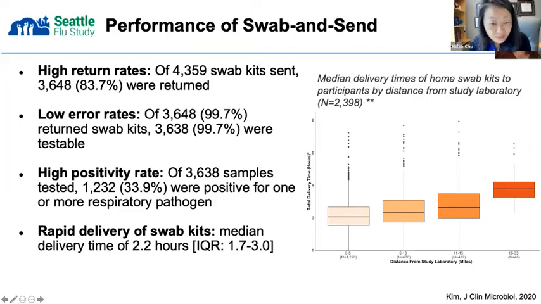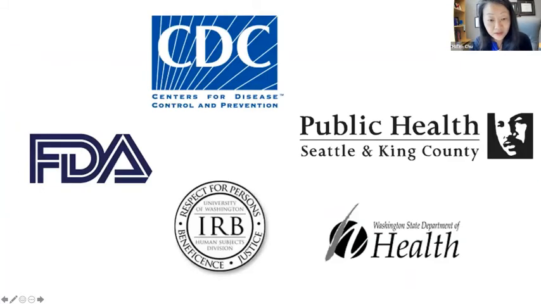So here we are at a point where we had found that first positive, we sequenced it, we described community transmission, we demonstrated that this is safe, error-free, fast, and concordant with provider-collected swab. And so what do we do at that point? This is where we started discussions with FDA, CDC, Public Health, the Human Subjects Review Board, and the Washington State Department of Health about what to do in this type of situation.